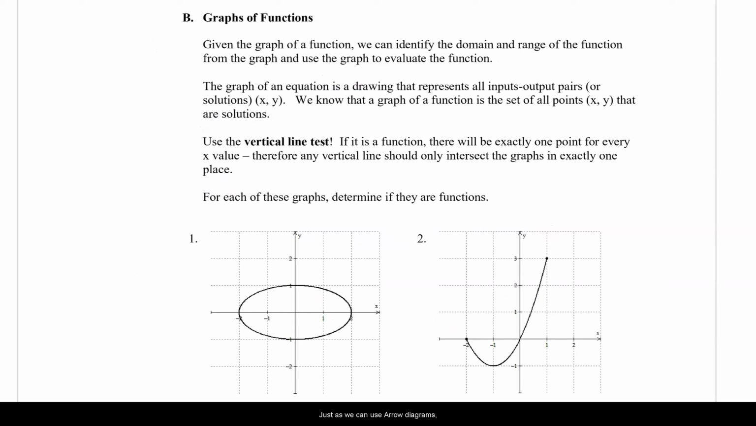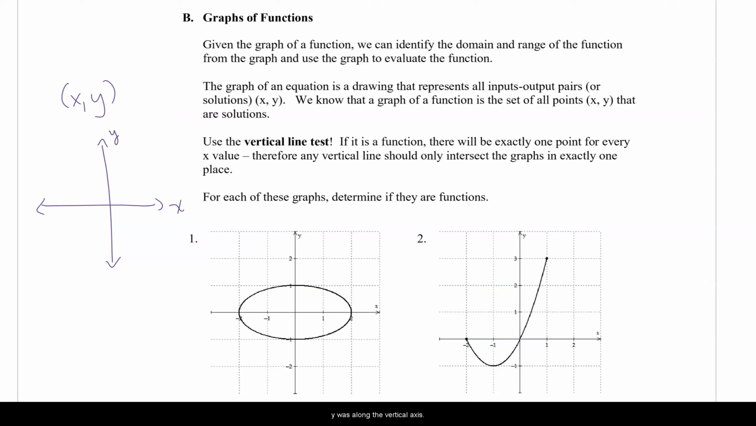Just as we can use arrow diagrams, ordered pairs, and tables to represent functions, we can also use graphs to represent functions. Given a graph, we can identify the domain and the range from the graph and use the graph to evaluate the function given certain values of x. So just like before in previous algebra classes, we had this ordered pair, x, y, and when we graphed, x was along this horizontal axis, y was along the vertical axis.